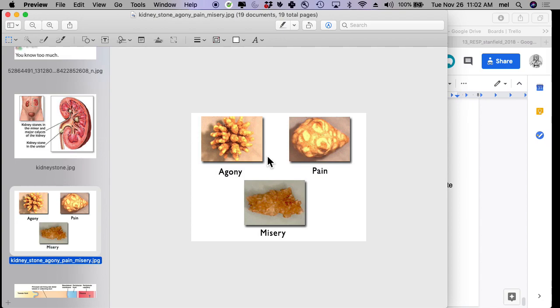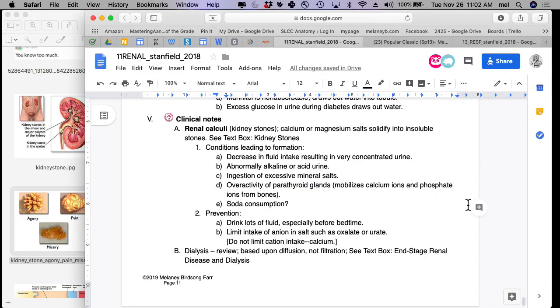Now they can break it up. They can shoot some sonar waves at it, but that means you have to pass more smaller ones instead of one big one. The conditions that lead to formation of kidney stones are, like me, if you don't drink enough water, then you're more likely to have concentrated ions forming crystals in your kidneys. But also, if you impact the acidity of your urine, crystals form in different pHs.